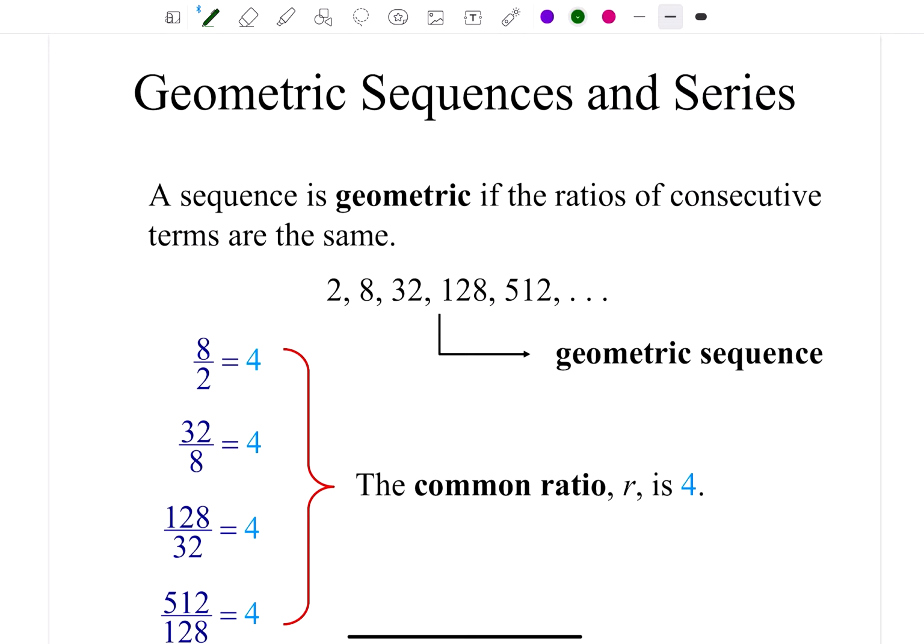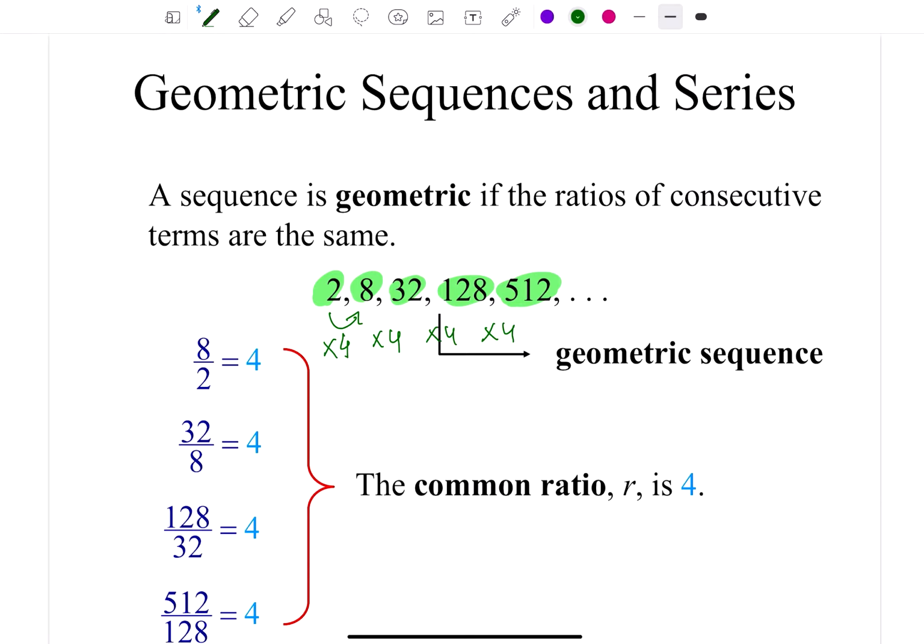Geometric sequence is a sequence where a fixed number is multiplied to get the next term of the sequence. For example, in here, 2, 8, 32, 128, 512. Each time as I'm going to the next term, I'm multiplying by 4. So each term is being multiplied by 4 to get the next term.